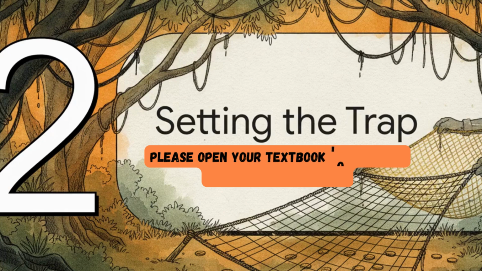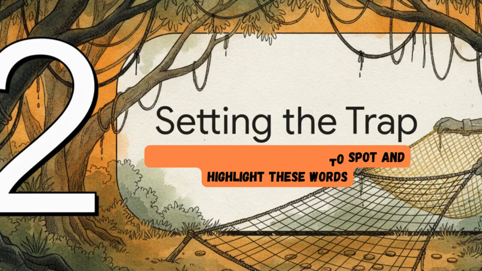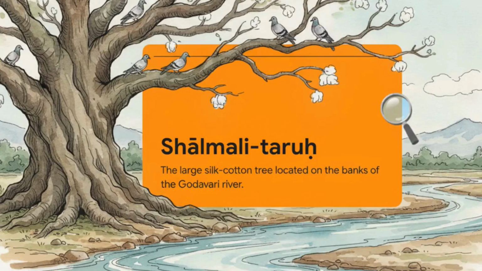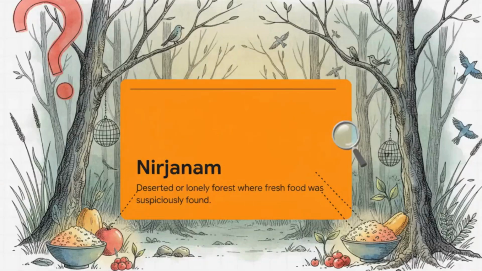Moving on to Section 2, Setting the Trap. Now, first up, we gotta know where the whole story kicks off. Lock in this definition. Shalmali Teru. This is the large silk cotton tree, basically the home base for our pigeons. And hey, for some easy bonus points on your exam, remember exactly where it's located, right on the banks of the Godavari River. Next up is the word Nirajanam, meaning a deserted or lonely forest.